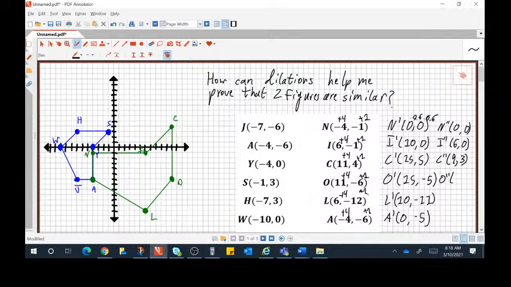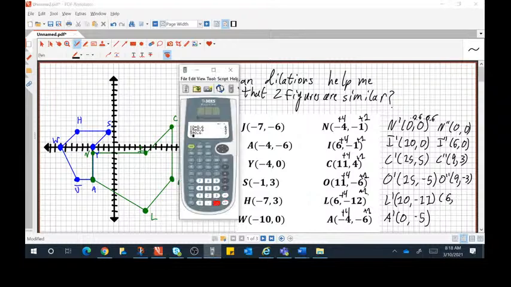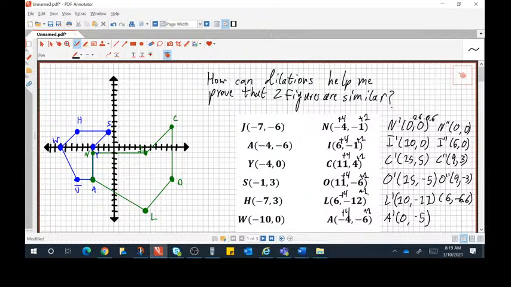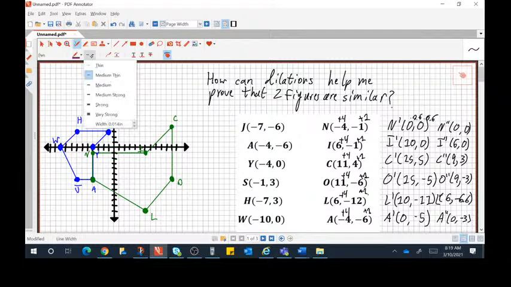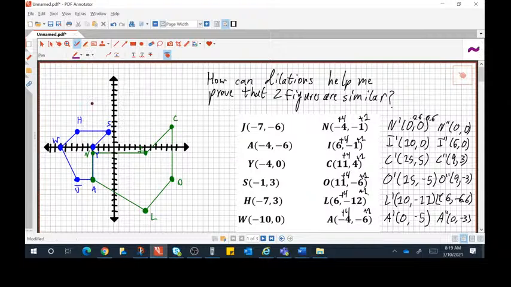O double prime is, well, 15, we already know that's 9, and negative 5 should go to negative 3. 10, we already know, is 6. Negative 11, I don't know. Negative 11 times 0.6. And I'm just multiplying all these to dilate it. That is a bad sign. Negative 6.6. And that's L double prime. And then A double prime's at 0, negative 3. Yeah, indeed. Because the thing is, guys, do all of Jason's points land somewhere nice?